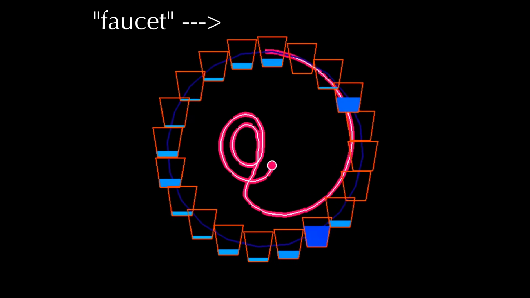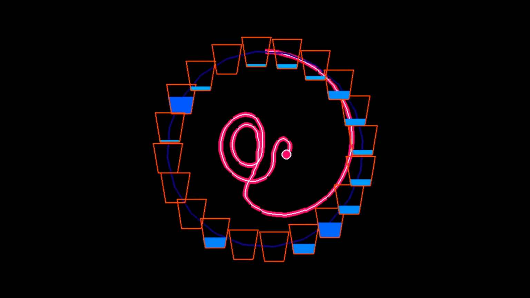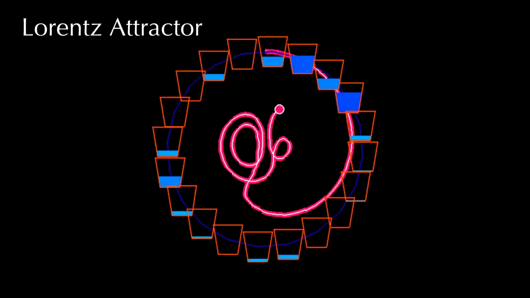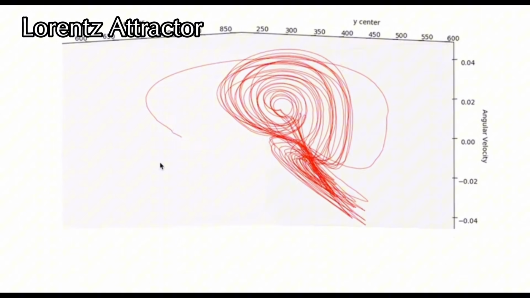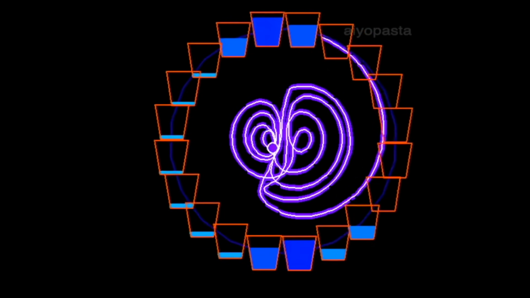And what's happening here is that there's a faucet that's filling up the topmost cup with water, and the cups are also leaky, and the wheel has friction, all of which causes the center of mass of the water in the system to draw out this really cool curve called a Lorenz attractor, which has these two empty spots which kind of look like eyes.